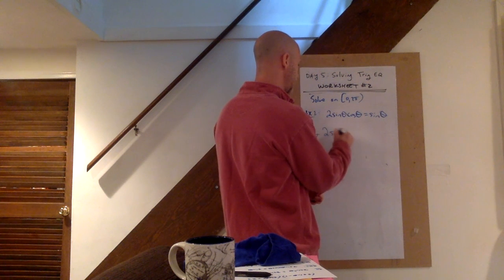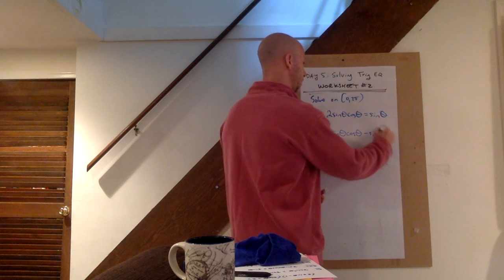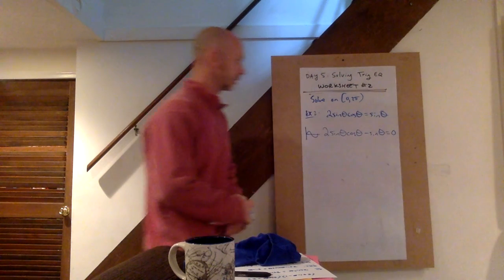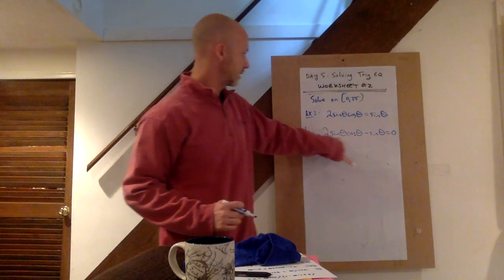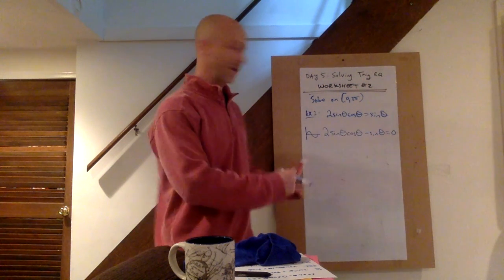So 2 sine theta cosine theta minus sine theta equals 0, and try to factor. Okay, this would be factored with the GCF technique where there's a sine theta in both terms. I can factor it out.